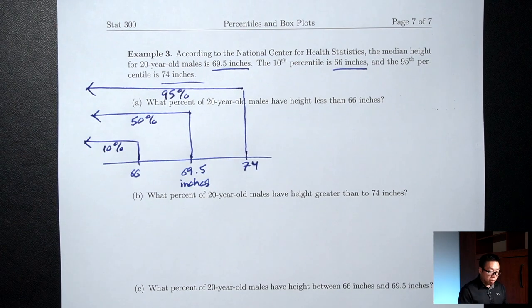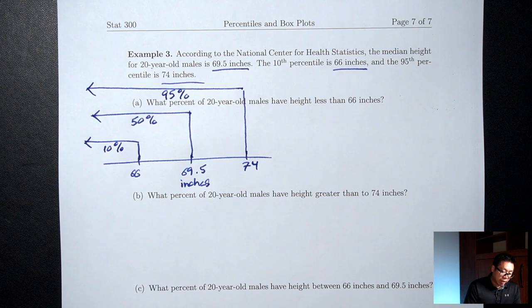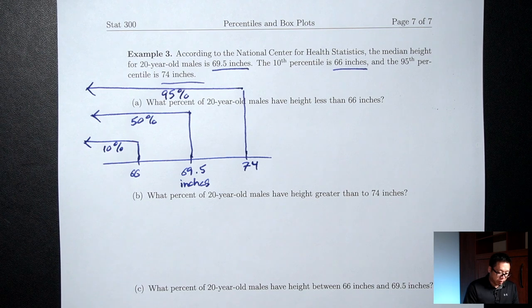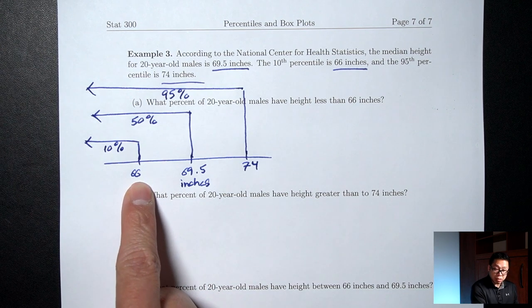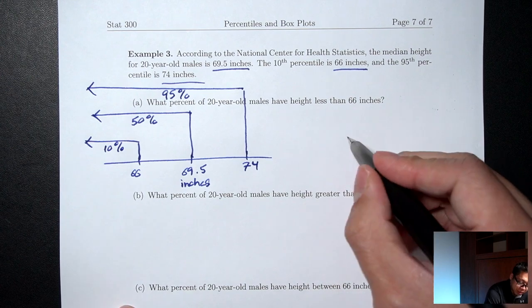And now we can answer these questions by just staring at this picture. Part A, what percent of 20-year-old males have height less than 66 inches? 66, less, to the left. What percent is to the left? Well, the picture tells us that 10% is to the left. So it's just 10%.